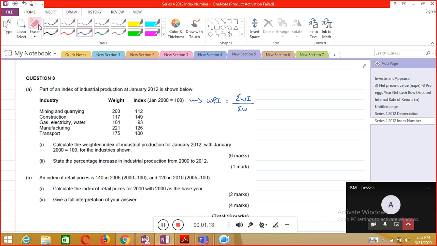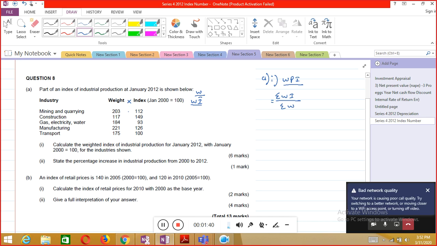So what do you guys do? Very simple. Let me erase this first. Do the working over here because we want the WI. Because in your A number 1, the WPI formula is total WI over total W. So what do you guys do? Very simple. Weight times index. You just times all of these and see how much you get. Then you total up how much. Then also total up the weight as well.